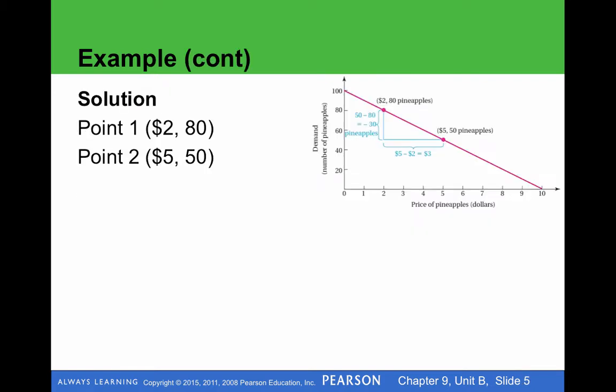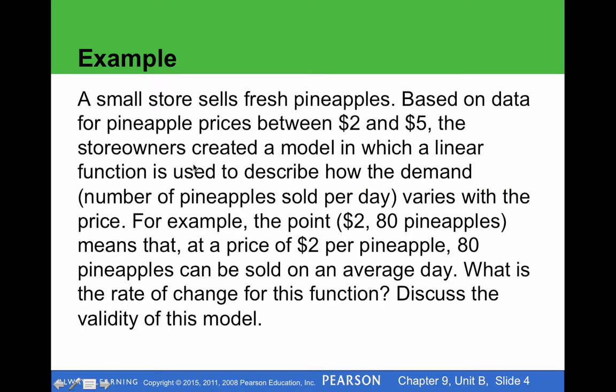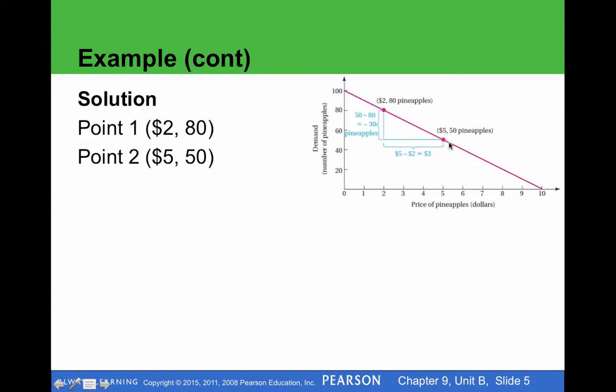So here is their model. We can't answer this question until we see their model. We see that if the price is $2, we'll sell 80 pineapples, and if the price is $5, that's the end of their model, they will sell 50 pineapples. Obviously if the price goes up, they're going to sell fewer pineapples because they're more expensive. So let's look at the rate of change.